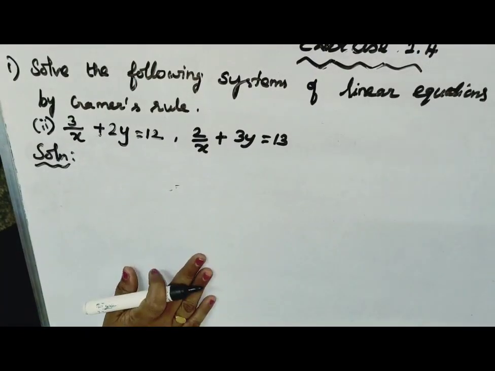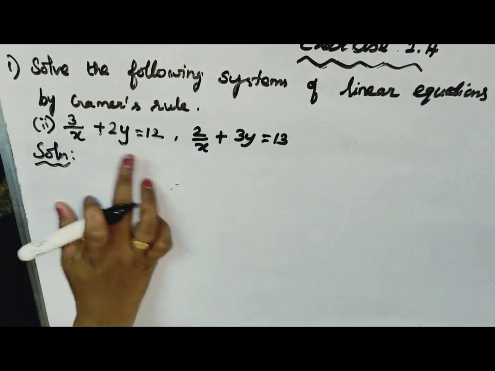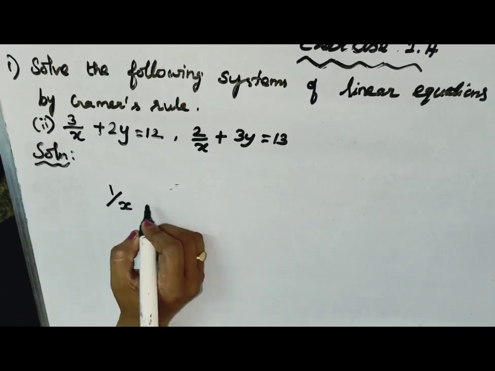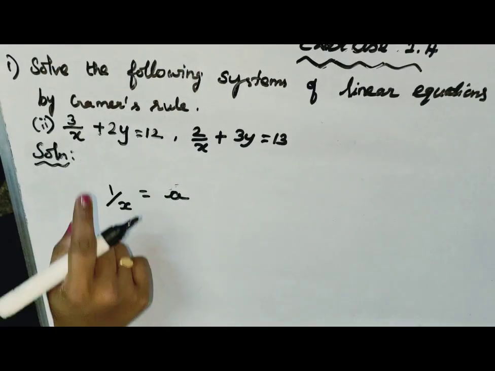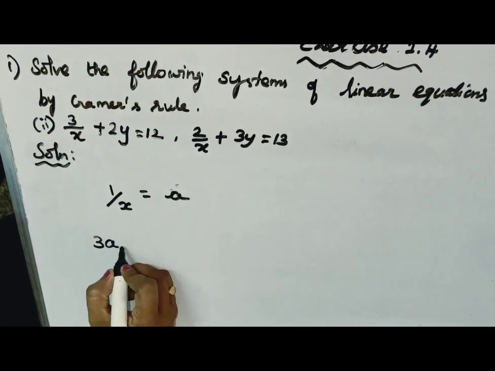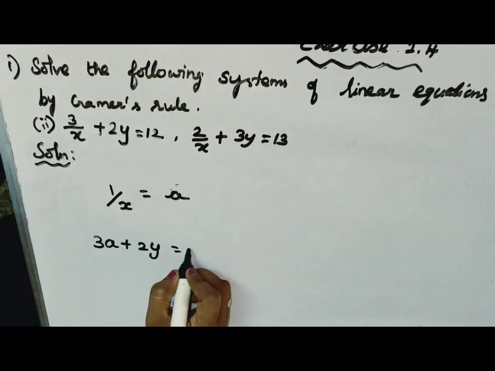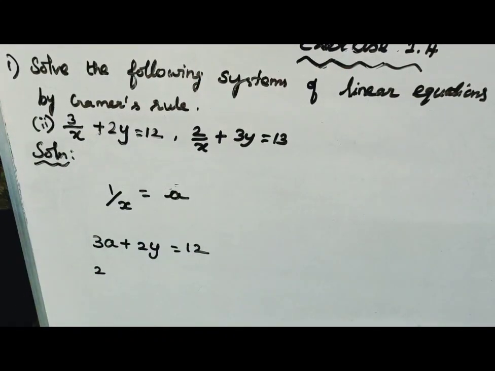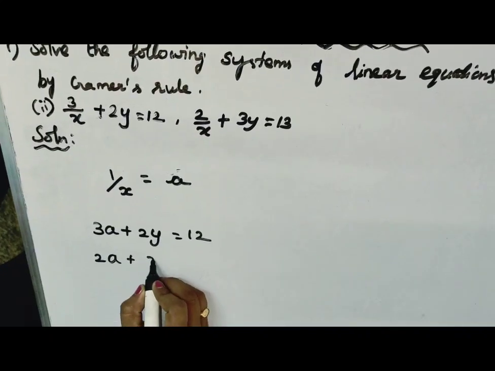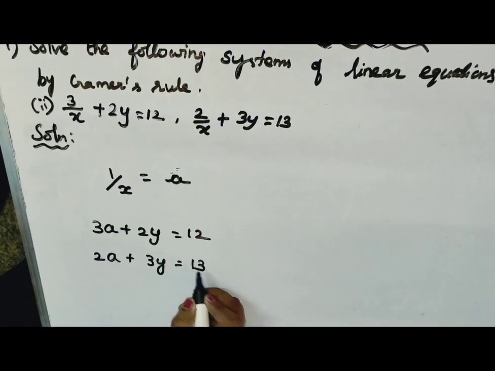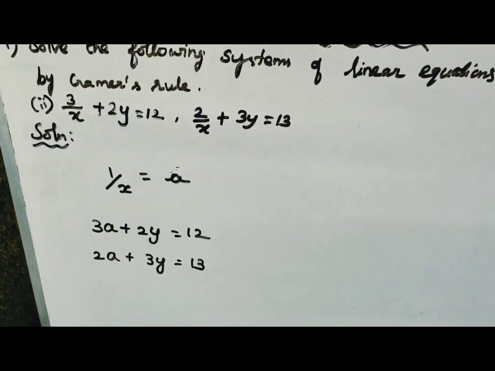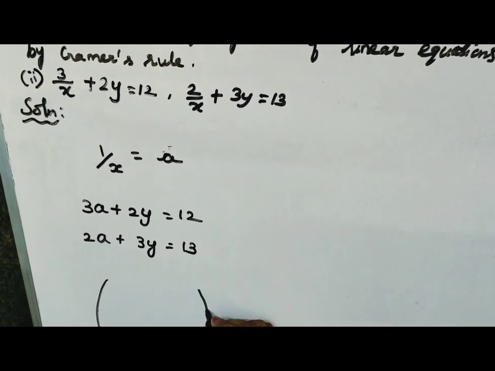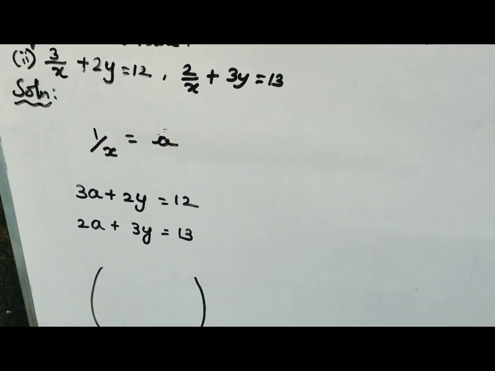So, the second subdivision. For easy simplification, this 1 by x we will consider as a. Okay. So, I can rewrite this equation as 3a plus 2y equals 12. Similarly, 1 by x we have considered as a, 2a plus 3y equals 13. Now, for this equation we will write the matrix format. Later we will find the value of x. Now, using the variable a we will find the values.